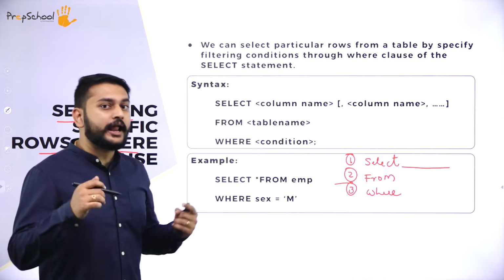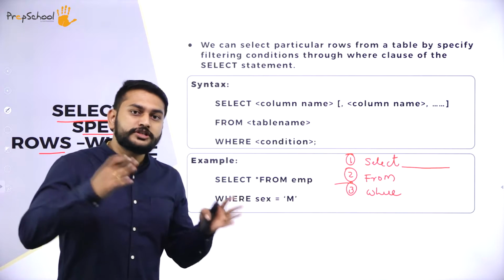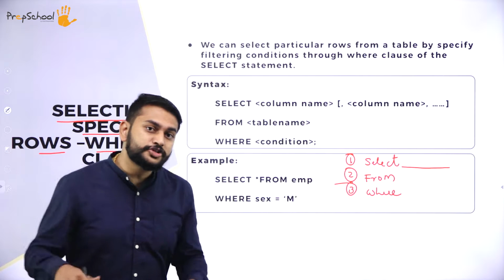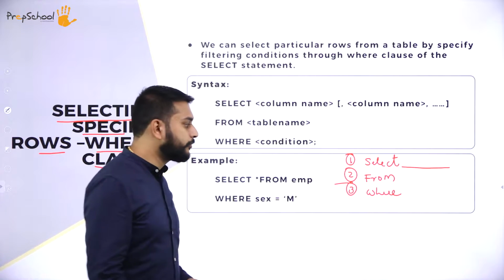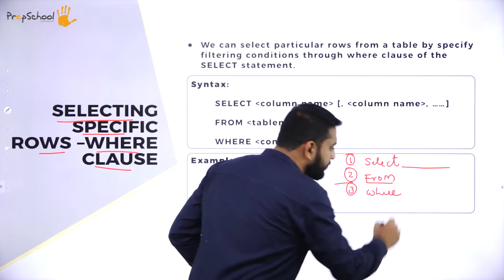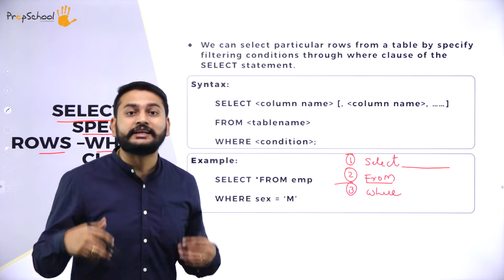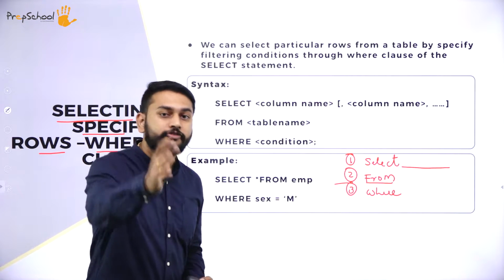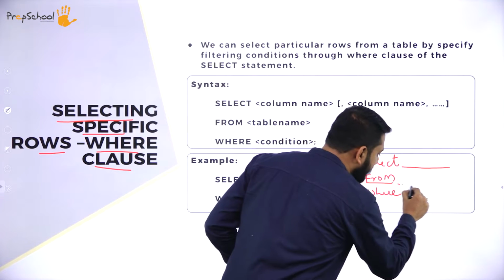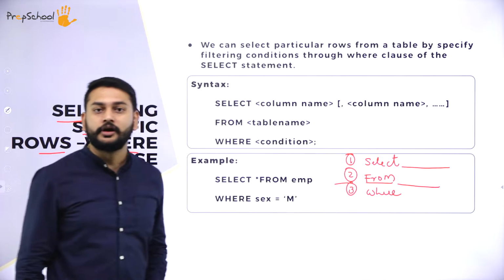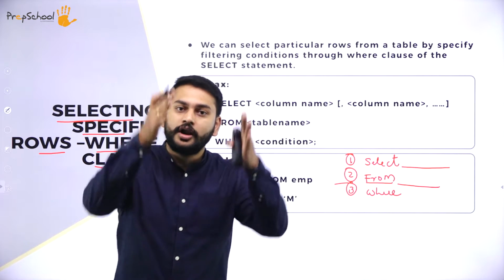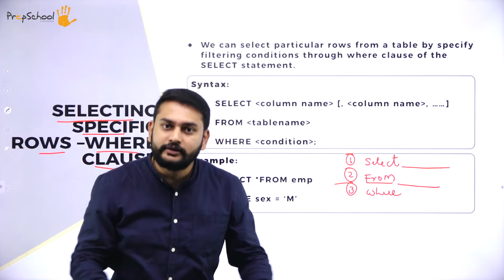So what is the next thing that I have to think about? I know what columns I want to select. From where should I select? From, in the sense, please understand, from which table you have to select. You have to mention the name of the table here. So you have selected the columns and you have selected the table.